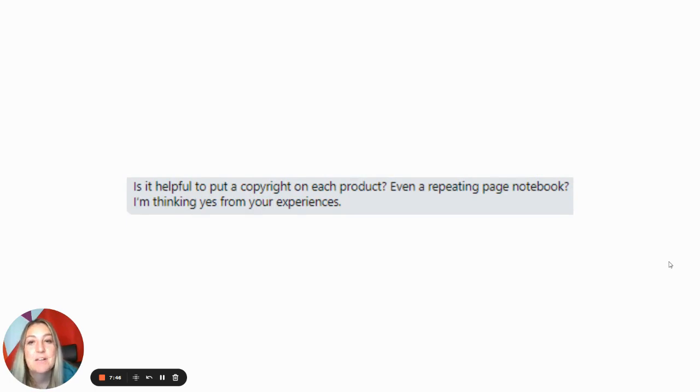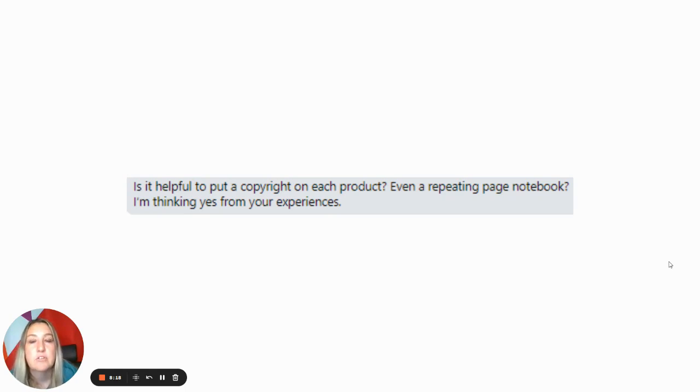Is it helpful to put a copyright on each product, even a repeating page notebook? I'm thinking yes from your experiences. So anytime that you create something under US copyright law, you own the intellectual property for it, but you cannot submit a copyright application for something that has repeated pages like a notebook or a journal that is the same. It needs to be custom and unique, because that's already been invented, right?